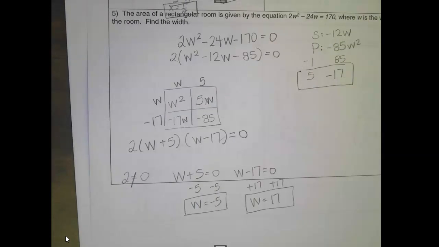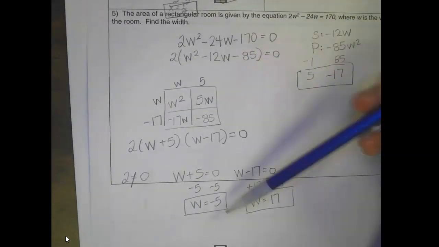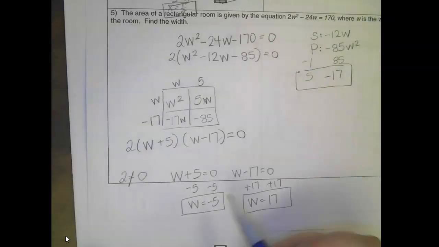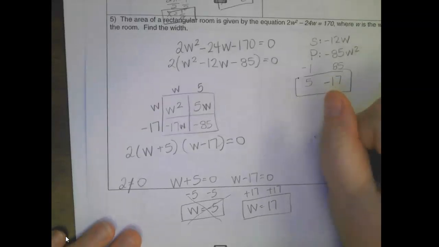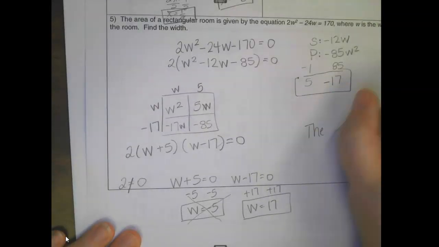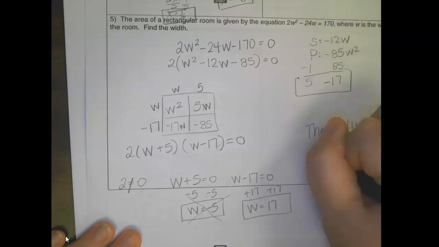But if I go back and read this problem, we're talking about a width of a rectangle. Can I have a negative 5 for a width? No, I cannot have a negative answer for a side length. So my answer is the width is 17 units. Because it can't be negative 5 units.